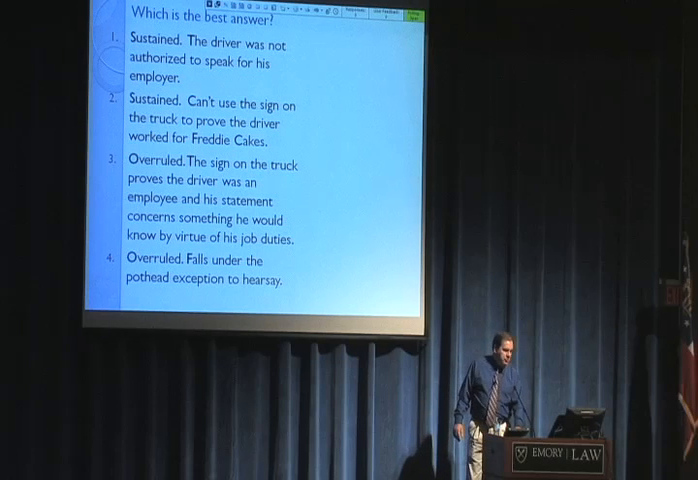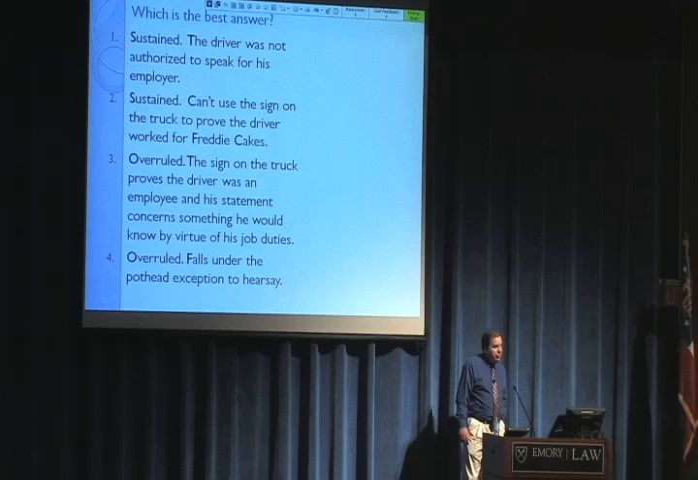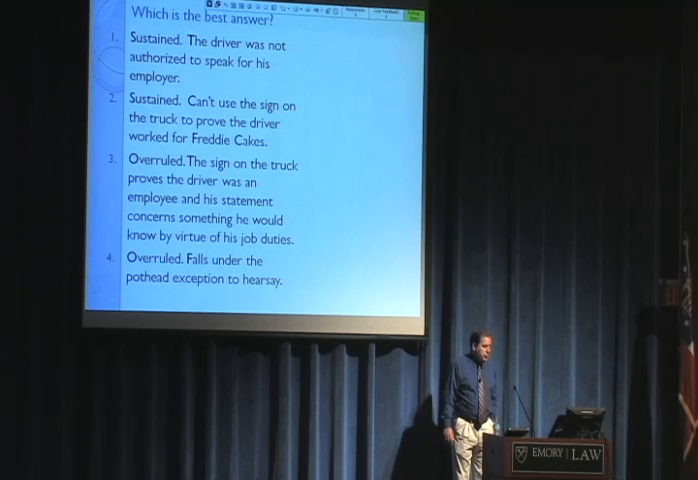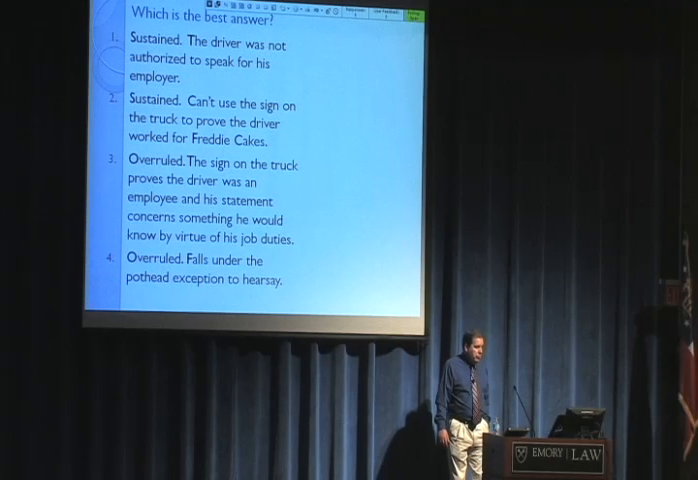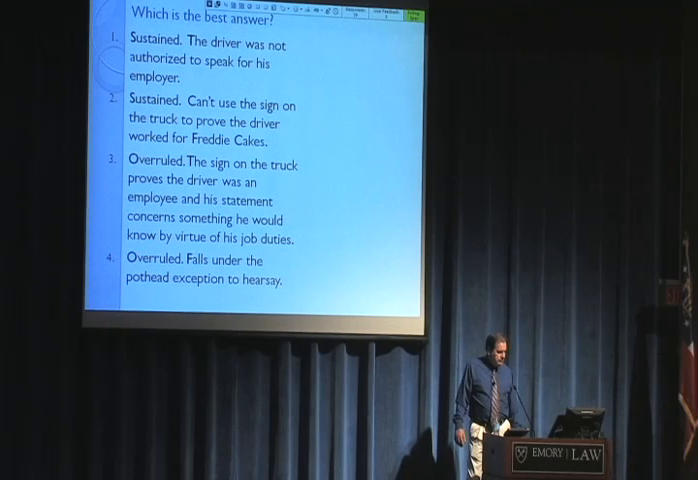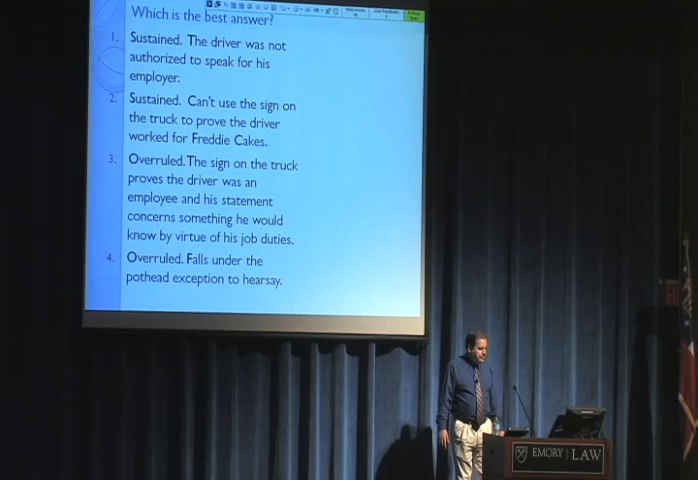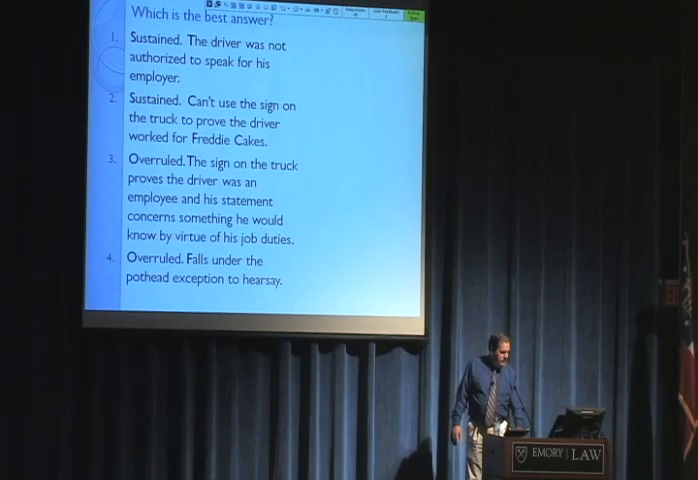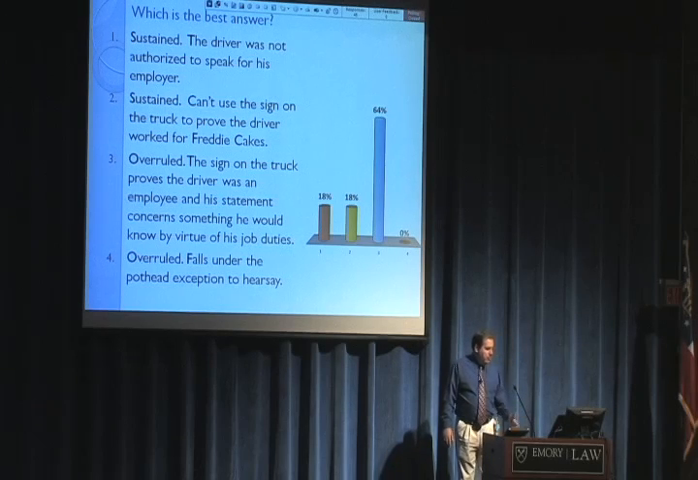1, sustained, the driver was not authorized to speak for his employer. 2, sustained, you can't use the sign on the truck to prove the driver worked for Freddie Cakes. 3, overruled, the sign on the truck proves the driver was an employee and his statement concerns something he would know by virtue of his job duties. Or 4, overruled, falls under the pothead exception to hearsay. Nobody picked 4, very good.